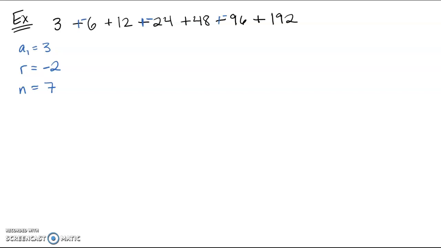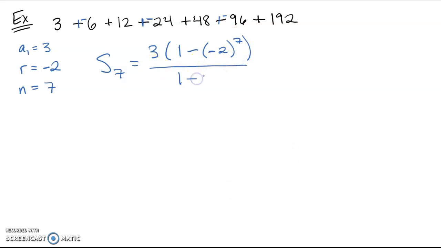And so if I ask you to add up that total, well, then let's use our formula. The sum of those 7 terms is, and let's just use our formula. The first term is 3, parentheses 1 minus, and then now r is negative 2. And again, that's why I talked about those parentheses. Negative 2 to the 7th. And then all over 1 minus negative 2.